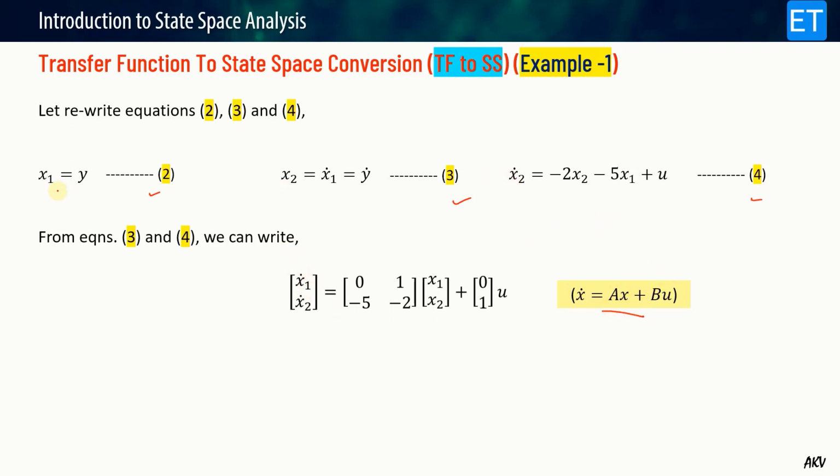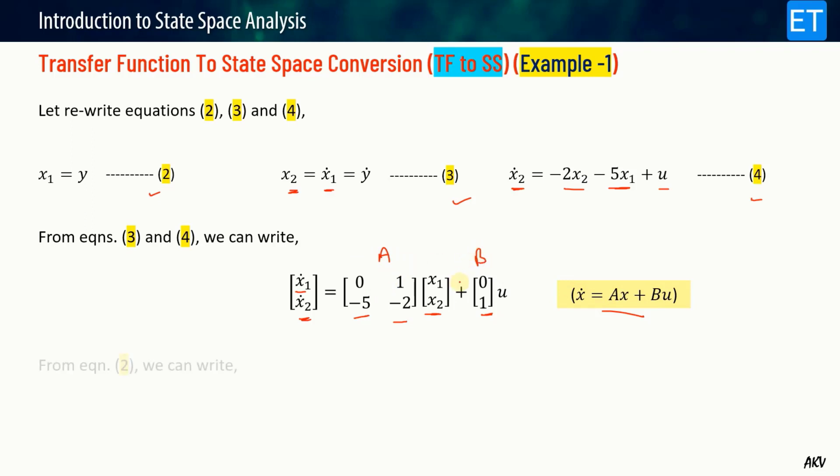So x1 dot equal to x2, so x1 dot equal to x2, 0 and 1. And this fourth equation, x2 dot equal to minus 5x1 minus 2x2 plus u, so 1u. So this is how I could write x dot equal to Ax plus Bu. So this is the A matrix, this is the B matrix.